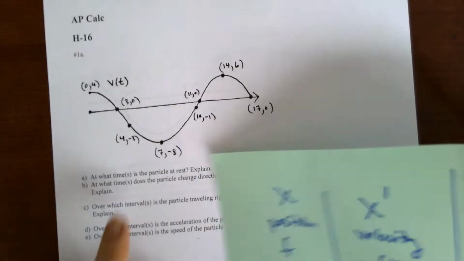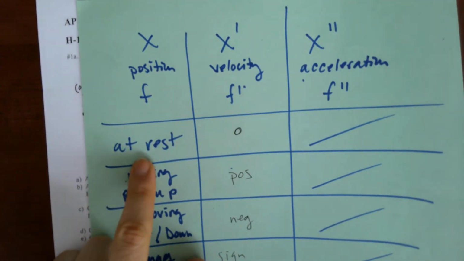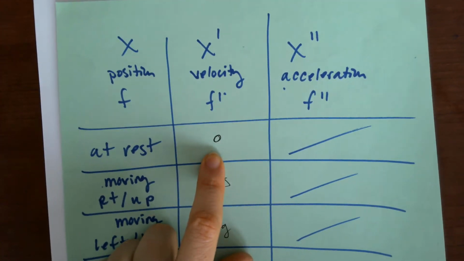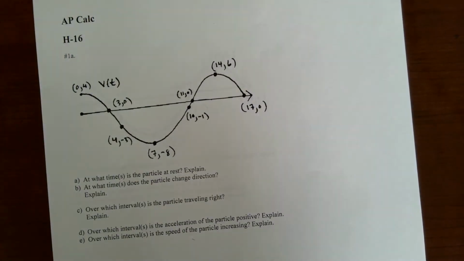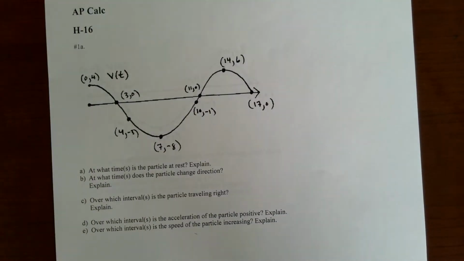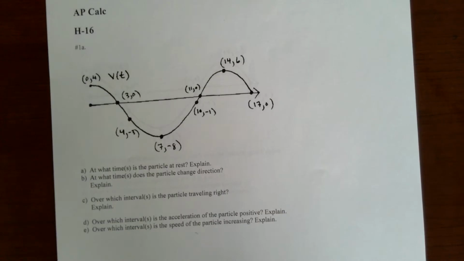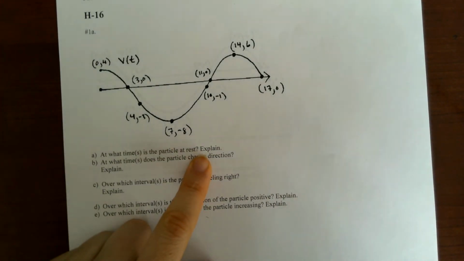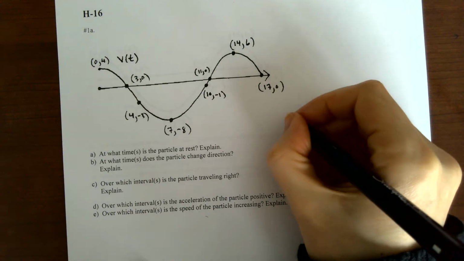Okay, so at rest, when is a particle at rest? When its velocity is 0, all right? So this is the velocity graph. If it were the original graph, you'd be looking for something different, but this is the velocity graph, so we're looking for when this graph is 0, all right? So at what times is the particle at rest? All right, so this is part A.